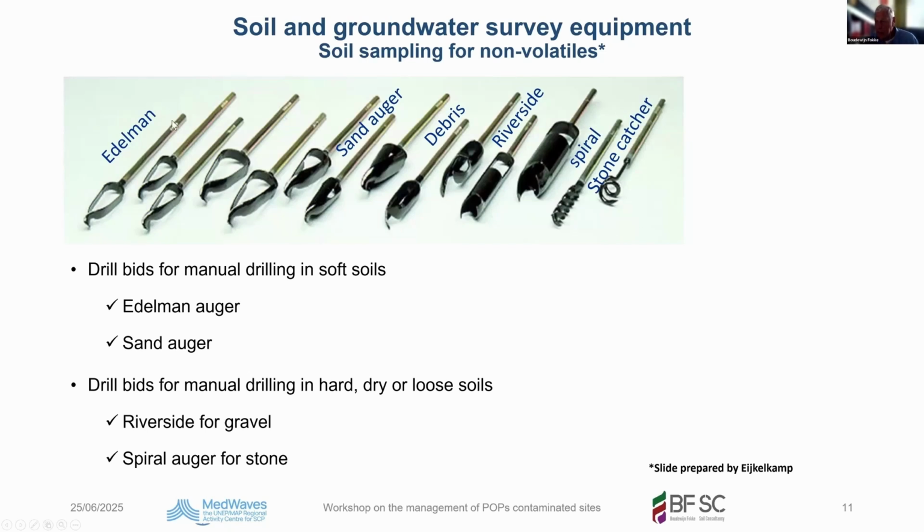These are the auger bits, and here on top of the handle, it's with a bayonet connector, and you can use extension rods. Manually, you can at the maximum go 5 meters deep in soft soil.